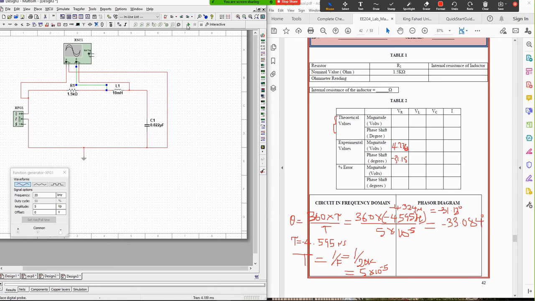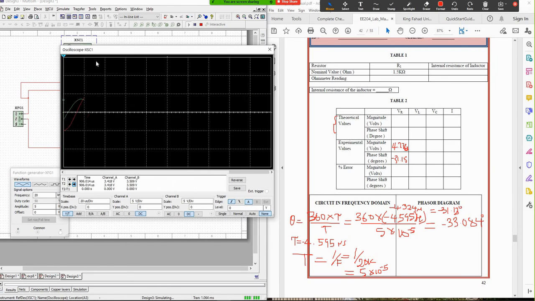Then press OK. So now I press the run button to run the circuit. Then I double click on this. You see, I have my signal here.